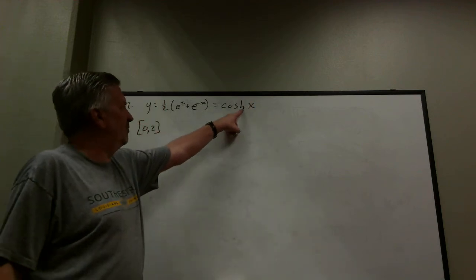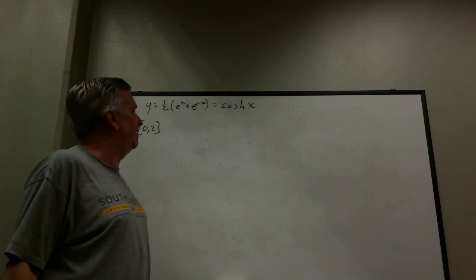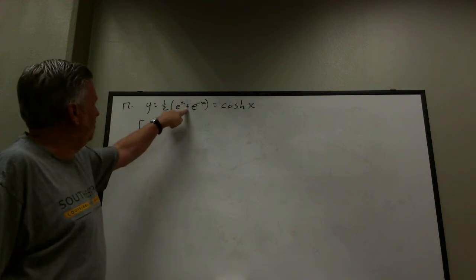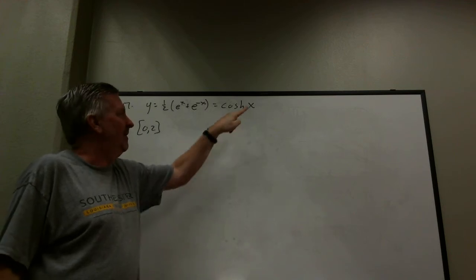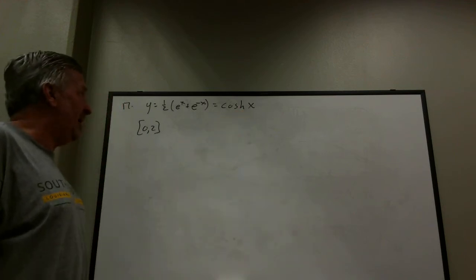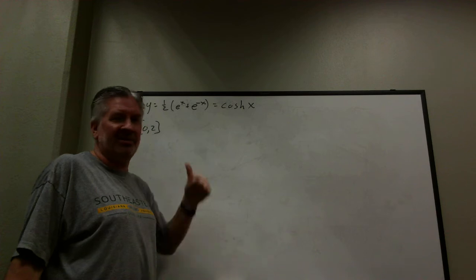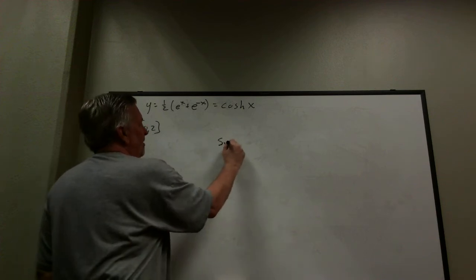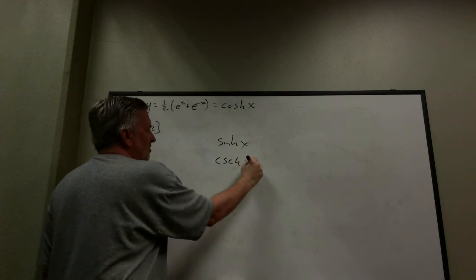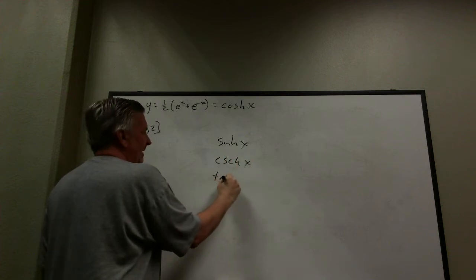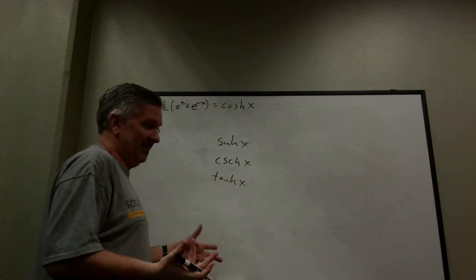That's what the H stands for, is hyperbolic. This is the hyperbolic cosine. If you change the plus here to a negative sign, that's a hyperbolic sine, which is sinh of x. Now, when I was in school, my professor called this cosh x, and the other sinh x, and cosech x, and tanh x. That's what he called all of them.